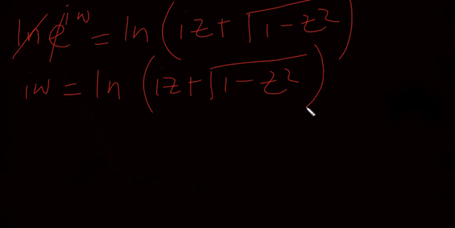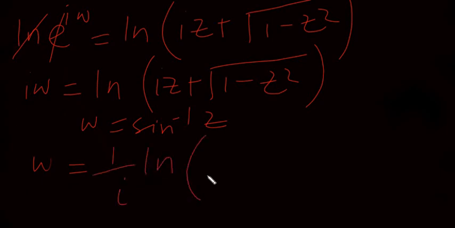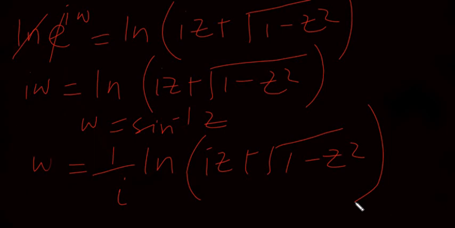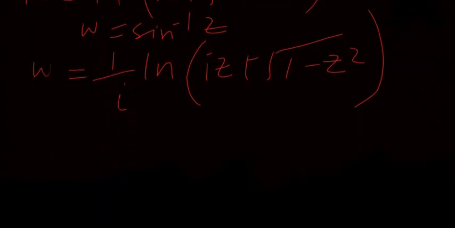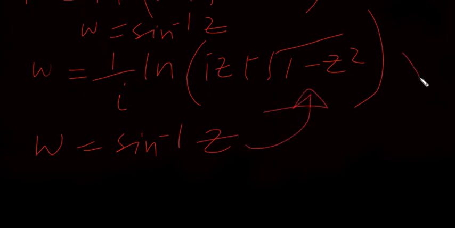Remember, if I get w, and w is equal to sine inverse of z, I will have gotten the inverse of a complex number. So if I divide both sides by i, I have w is equal to 1 over i of the natural logarithm of iz plus the root of 1 minus z squared, which clearly shows that w is equal to sine inverse of z, which is equal to this one. So this one is actually the sine inverse of any complex number.